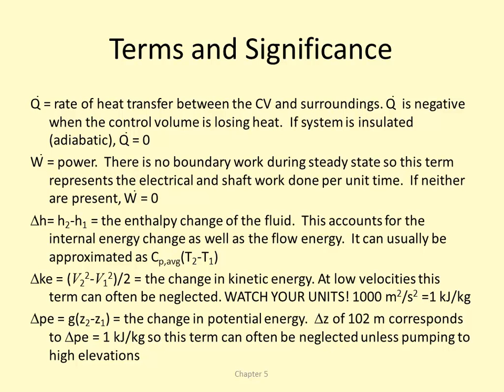So Q dot is the rate of heat transfer between the control volume and the surroundings. So if Q dot is out, it's a minus Q out. Q dot in is a positive value. W dot is power. There's no boundary work, so we just have to look at electrical and shaft work within our steady flow system. The change in enthalpy accounts for the internal energy change as well as the flow energy, or the amount of energy that's required to push the fluid through the system. And in many cases, we can approximate it using C sub P delta T.